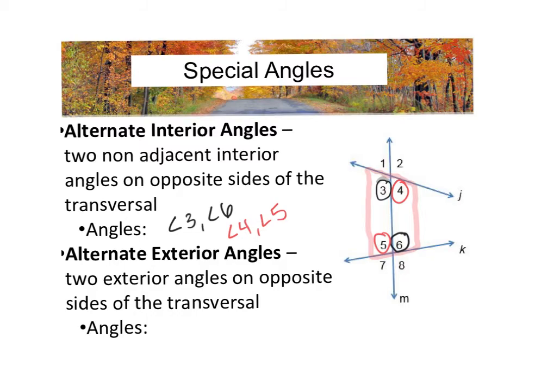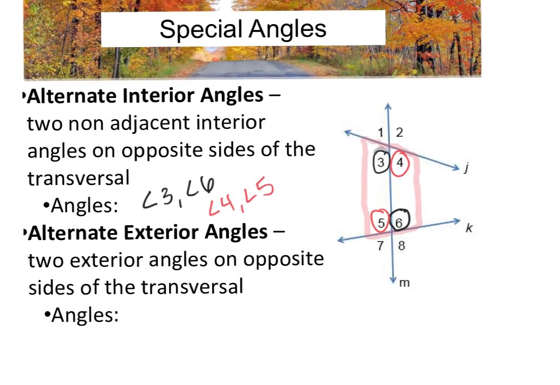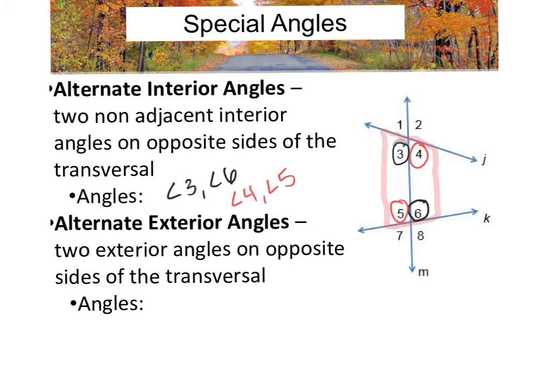Okay. Now, alternate exterior angles. So these are going to be outside of our box. So it's going to be 1, 2, 7, and 8. And 1 across the transversal would be 8. So angles 1 and 8, equal to across the transversal because it's alternating, and exterior would be angle 7. So angle 2 and angle 7.